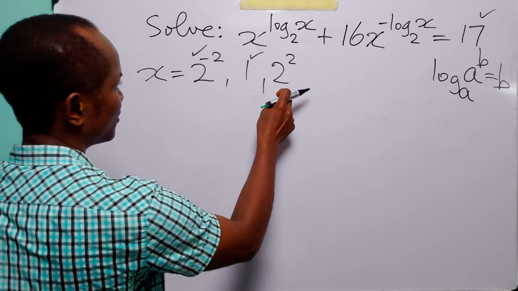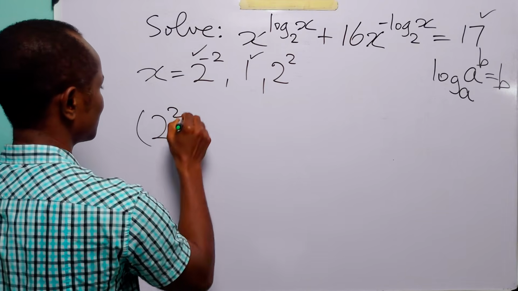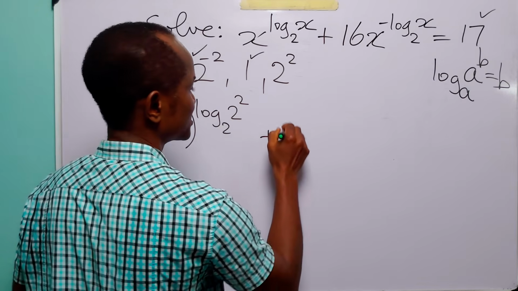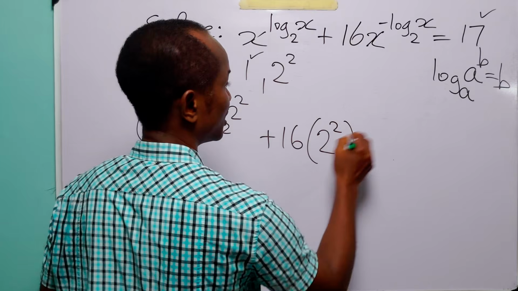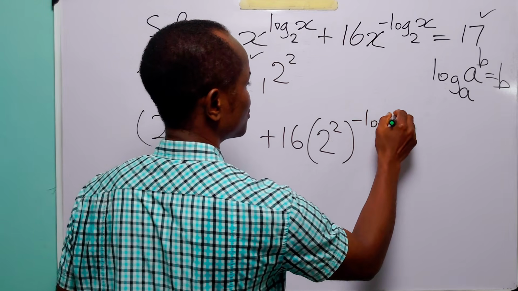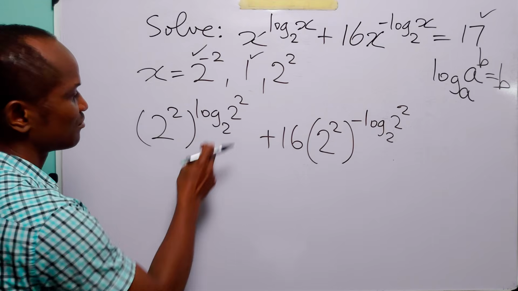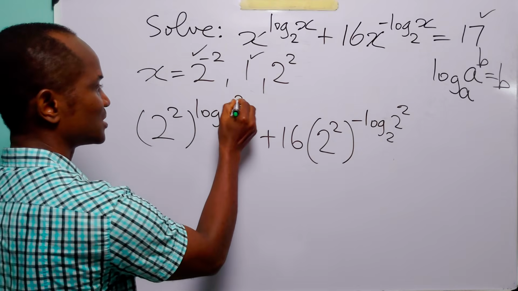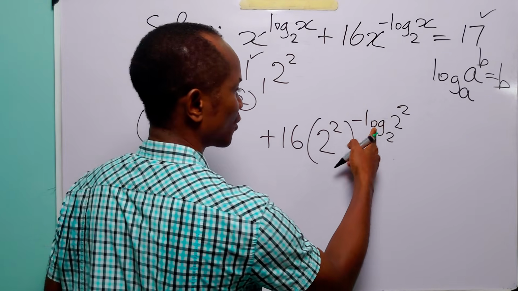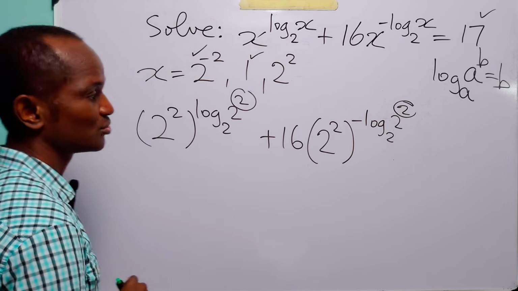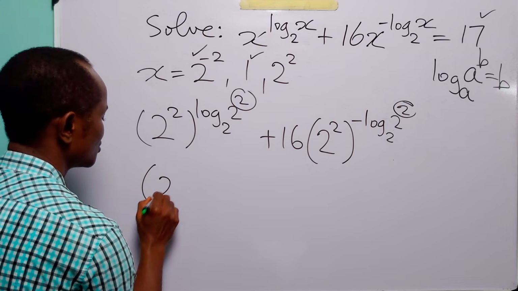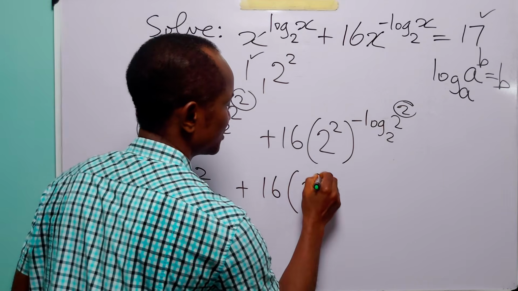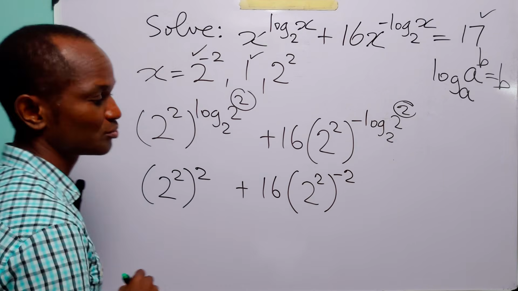And in the last case, we have 2 to the power 2, to the power log to base 2 of 2 to the power 2, plus 16 times 2 to the power 2, to the power minus log to base 2 of 2 to the power 2. Once more, when you look at this exponent and remember this, you see that log to base 2 of 2 to the power 2 is simply equal to 2. So we have that this is equal to 2 to the power 2 to the power 2, plus 16 times 2 to the power 2 to the power minus 2.